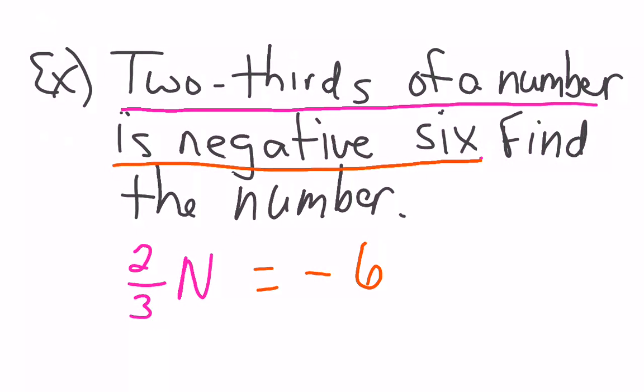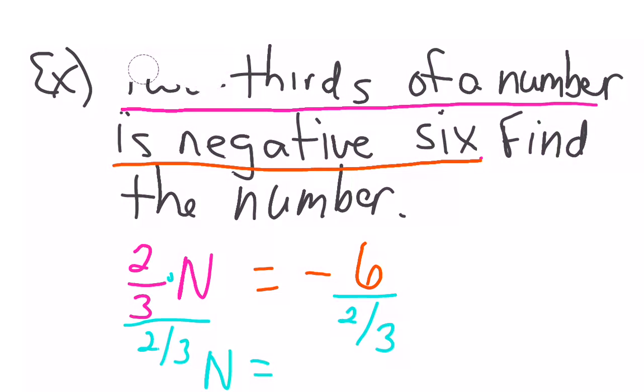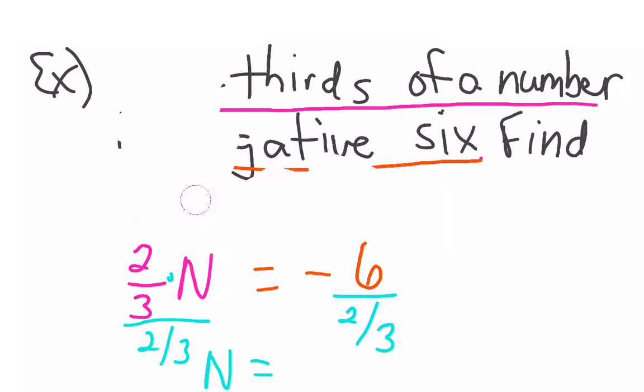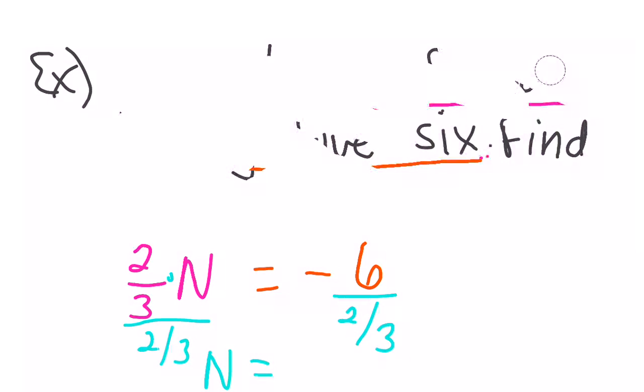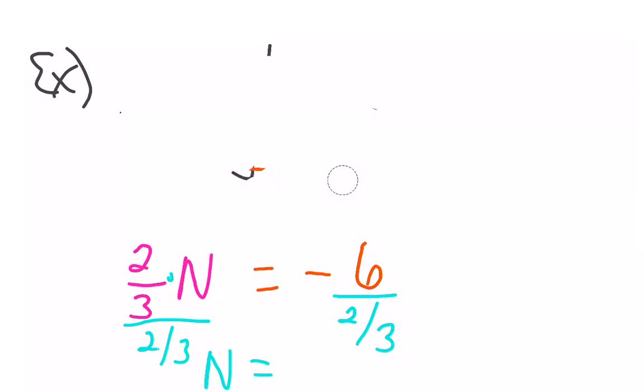So 2/3 is times n. So to undo that, we're going to divide by 2/3 on both sides. 2/3 divided by 2/3. Remember, anything divided by itself is 1. So we have n on the left side. Now on the right side, we have to remind ourselves, how do I divide fractions? And so let's give us some more room here so we can look at how we're going to divide those fractions. Look at that piece in particular.